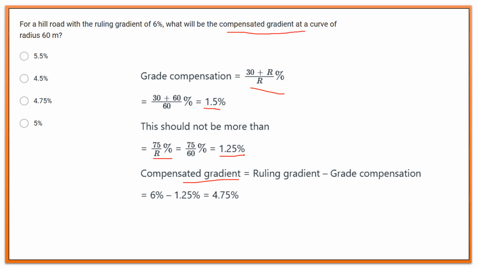Okay, so compensated gradient is equal to ruling gradient minus grade compensation. The first grade compensation formula is (30 + R) divided by R. The second formula is 75 divided by R. From the two formulas, whichever value is lesser, we take that value and subtract it from the ruling gradient. Then we get the compensated gradient, which is equal to 4.75%. So here the third option is correct, which is 4.75%.